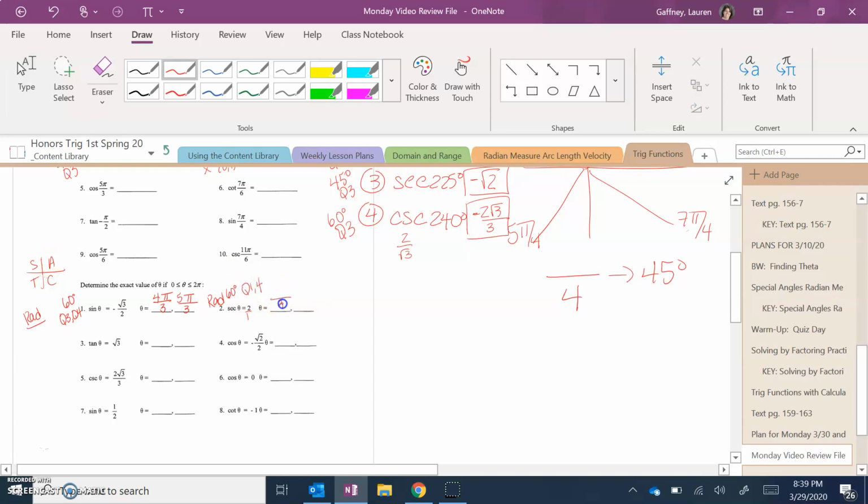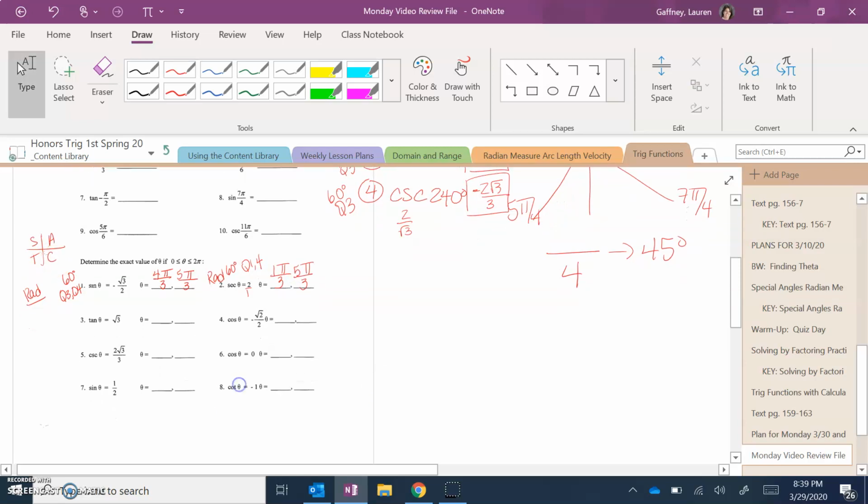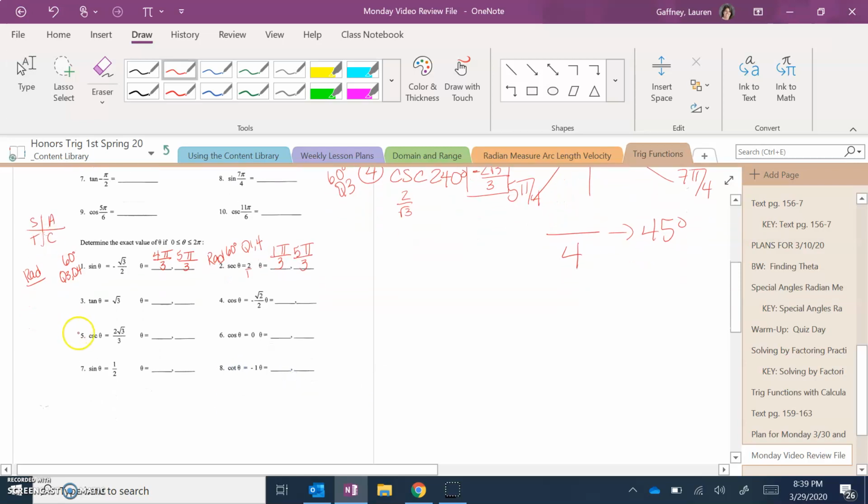So once again, my denominator is a 3. So in quadrant 1, it would just be 1 pi over 3. To get to quadrant 4, though, 1 pi over 3, 2 pi over 3, 3 pi over 3, 4 pi over 3, 5 pi over 3. Okay, let's do 2 in degrees. So let's do this one in degrees.